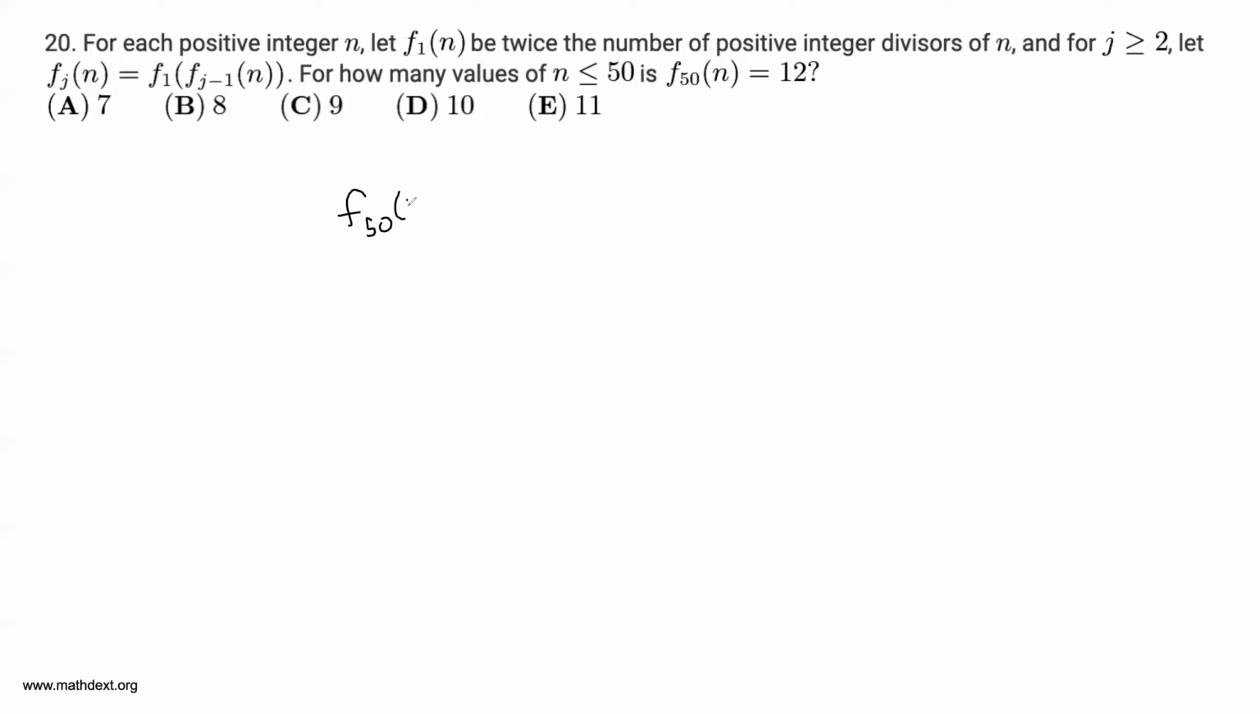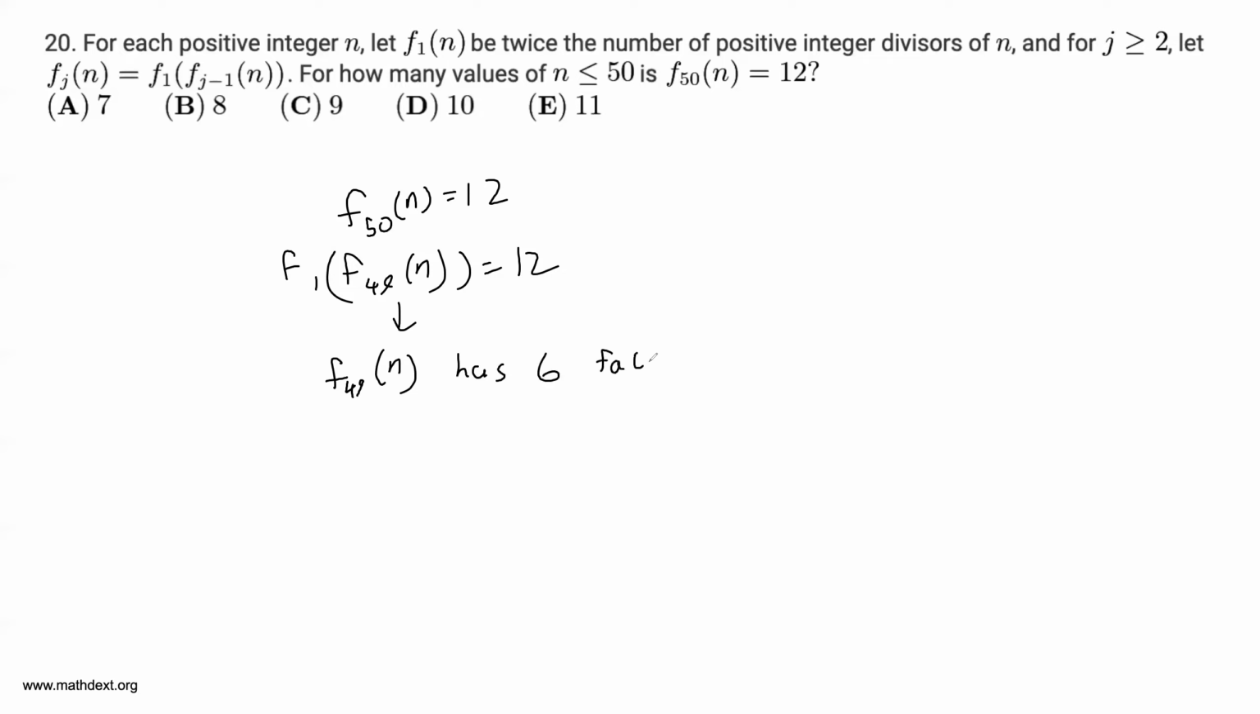f50 of n is equal to 12. So f1 of f49 of n is equal to 12. What does this mean? It means f49 of n has 6 factors, because f1 of anything is twice the number of factors it has, and these factors are positive integers. Okay, what does it mean for it to have 6 factors?